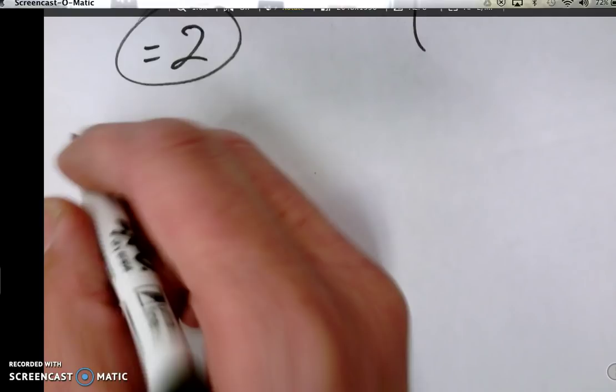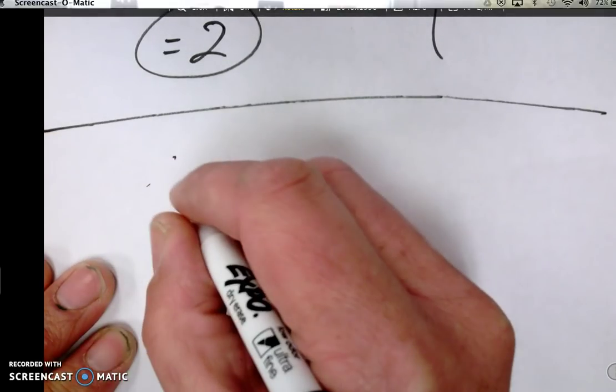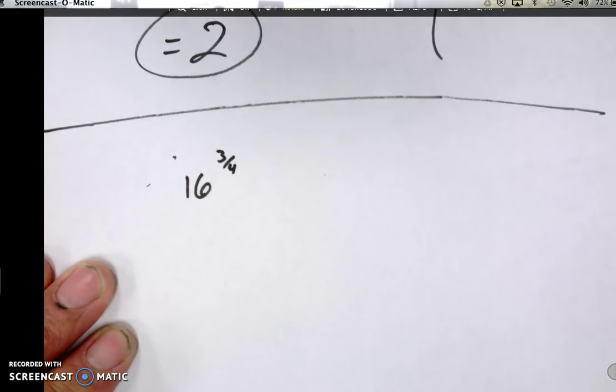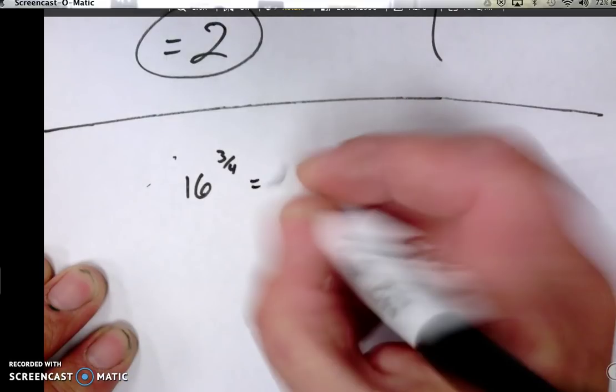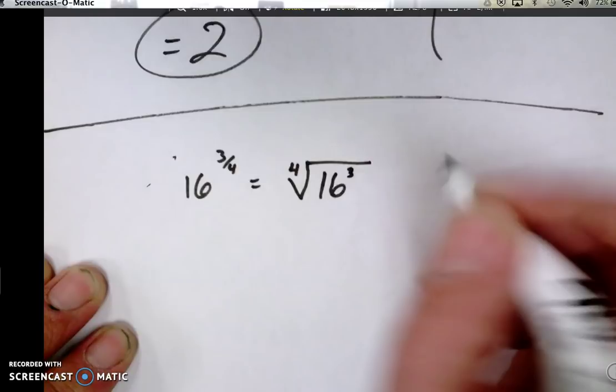Let's say we had 16 to the 3/4 power. Okay, this is a little bit tricky, but it's the same idea. 4 is the index, 16 to the 3rd is inside.